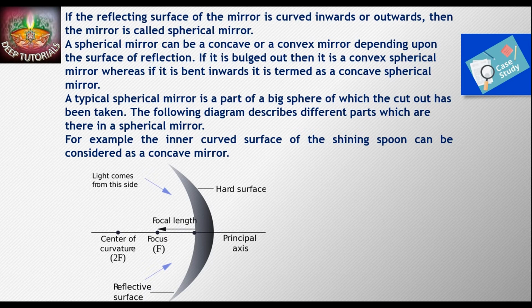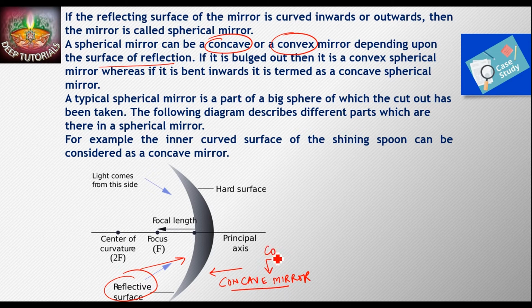So dear students, in this case study, we are referring to spherical mirrors, and we know that the spherical mirrors can be of two kinds. One is a concave and the other one is a convex mirror, and it depends upon the surface of reflection. For instance, in this diagram, the reflecting surface is inwards. So this is a case of a concave mirror. Now in a concave mirror, the rays after reflection actually meet at a point. So we also refer to this concave mirror as a convergent mirror.